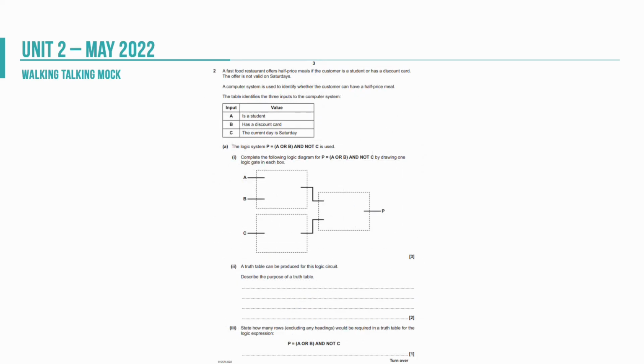We're then looking at a fast food restaurant who offers half-price meals if the customer is a student or has a discount card. The offer is not available on Saturdays. The computer system is used to identify whether the customer can have a half-price meal or not. So we're looking at a logic diagram to take in those variables. We've got A or B and not C. So the key bit here is, can you remember the 3 logic diagram shapes?